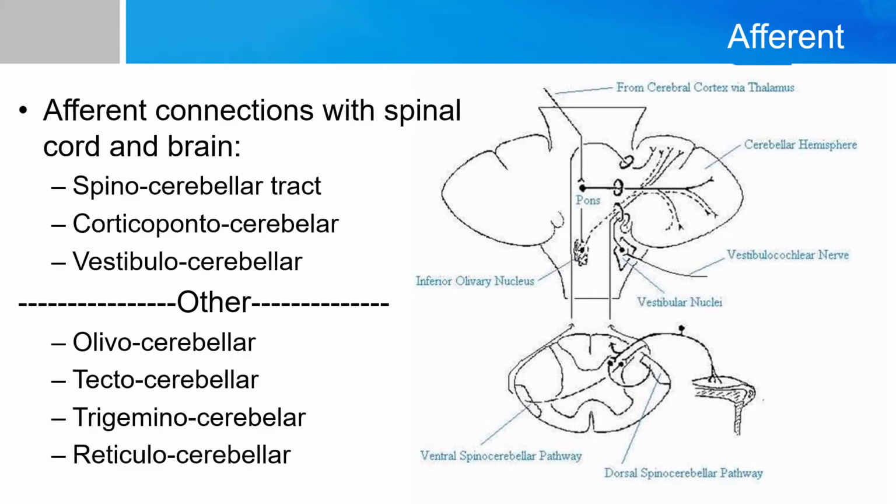There are other systems that also conduct information to and from the cerebellum, and these are listed here. Some of the centers are the inferior olivary nucleus to the cerebellum, the tectum of the midbrain to the cerebellum, the trigeminal nucleus to the cerebellum, and the reticular formation to the cerebellum. We will go over each of these in more detail.